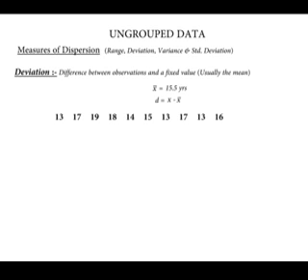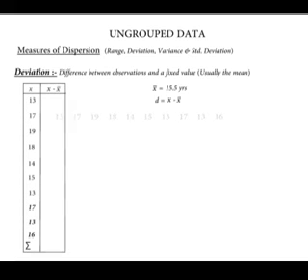So let's rewrite our values in column form. X are the observations, and then we have x minus x bar. Recall that x bar is the mean. So 13 minus 15.5 is minus 2.5. 17 minus 15.5 is 1.5. 19 minus 15.5 is 3.5, all the way down.